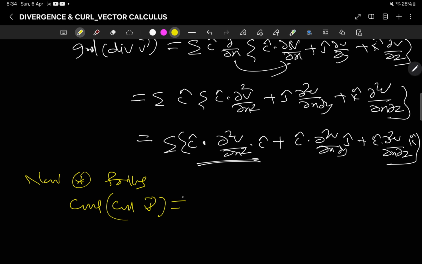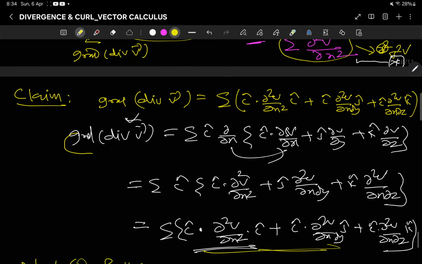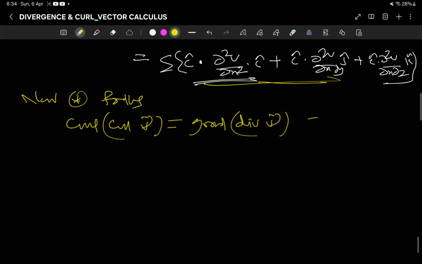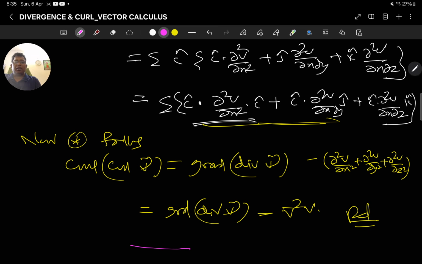Curl curl V, and I get the first term as my grad of div V, and the second term is my summation of del square by del x square. So this is my del square V by del x square plus del square V by del y square plus del square V by del z square. So is it not my grad of div V minus my del square V? So this is proved.